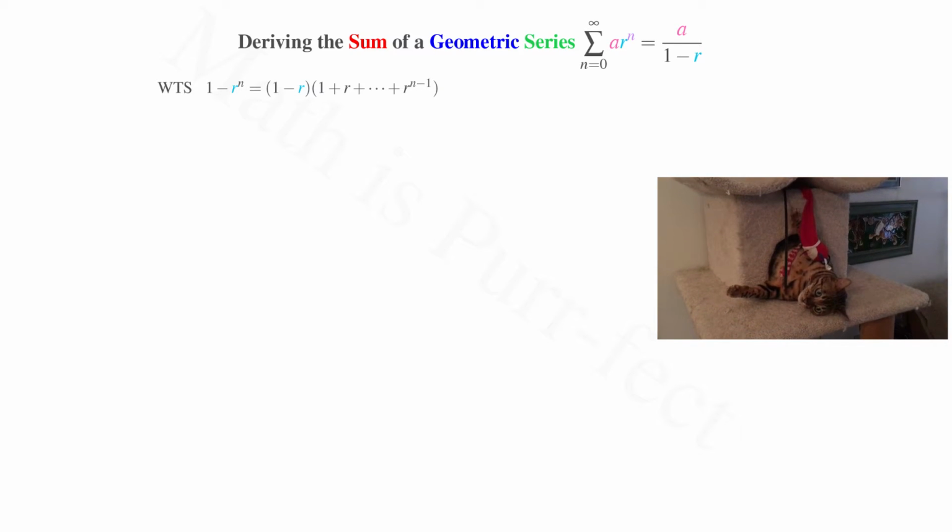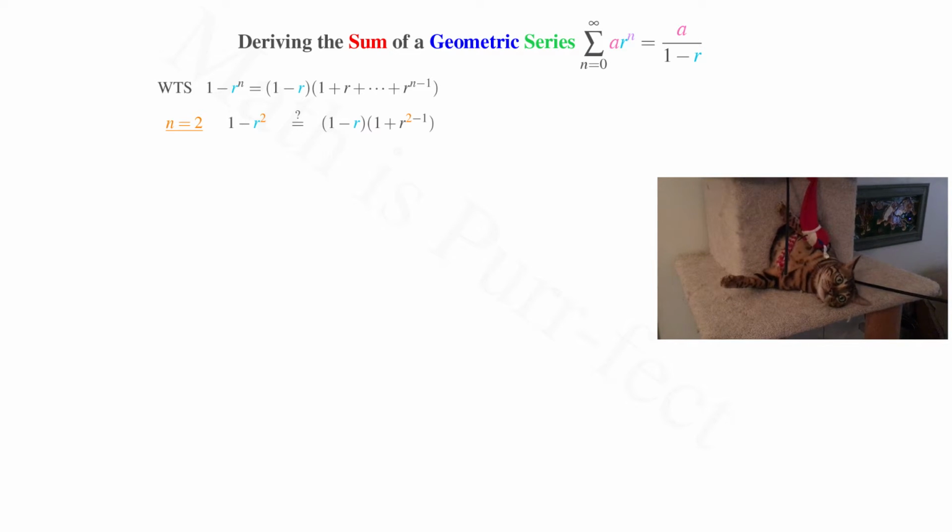Today I'm going to show how to derive the sum of a geometric series. To begin, we want to prove that the difference, 1 minus r to the nth power, is equivalent to the product of 1 minus r with the quantity 1 plus r plus ... plus r raised to the n minus first power. The easiest means by which to show this is through induction.